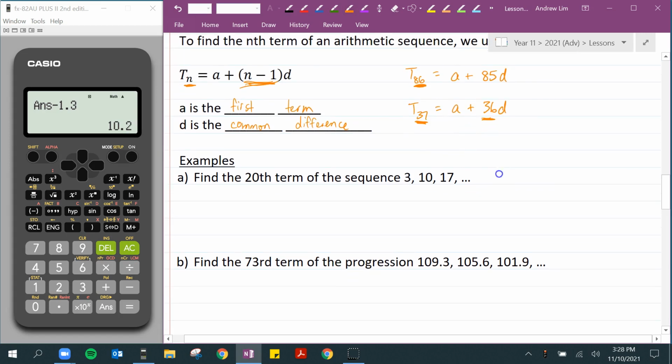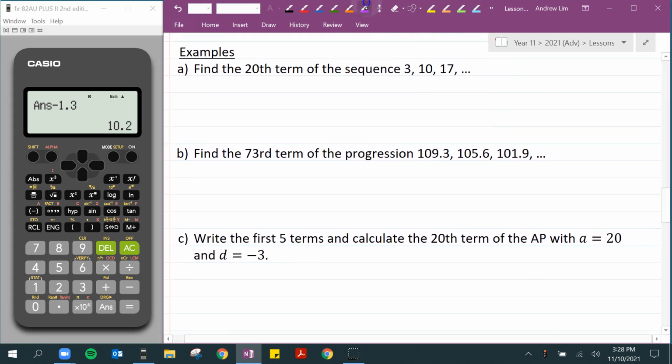Okay, so let's have a look at question A. Find the 20th term of the sequence 3, 10, 17, etc. Now, instead of working this out the long way and saying, 3 plus 7 is 10, plus 7 is 17, and just keep doing that, right? Instead of doing this until we get to the 20th term, look at question B, it says find the 73rd term. We're not going to do that 73 times on a calculator. We might lose count. So we're just going to use the formula.